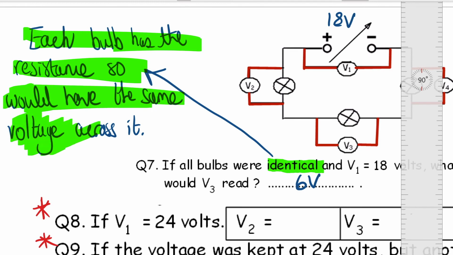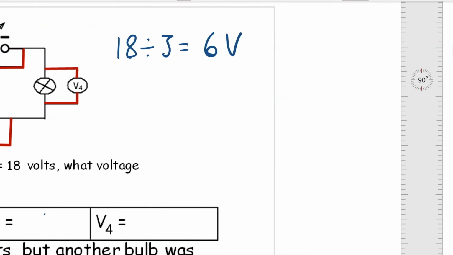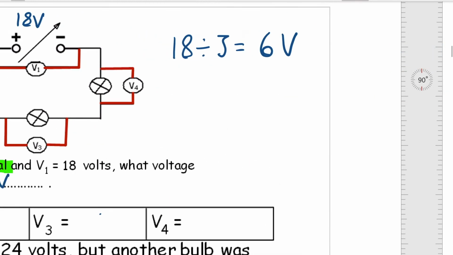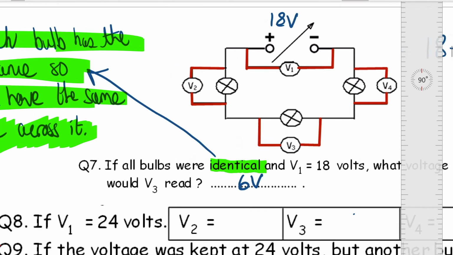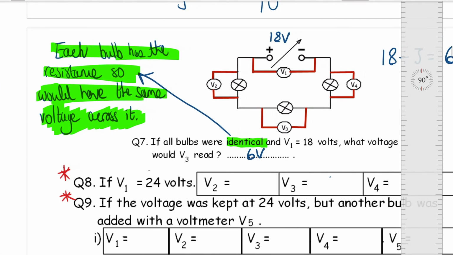Identical obviously means the same. So if they're identical bulbs, they would split the voltage equally amongst themselves. So that 18 volts would be split equally 3 ways. 18 divided by 3 is 6 volts. So that's question 7 done for you.